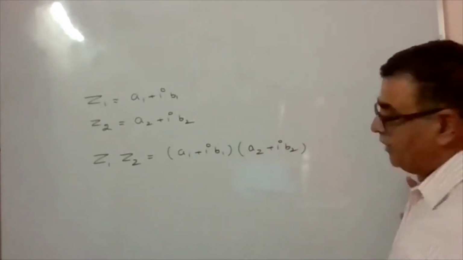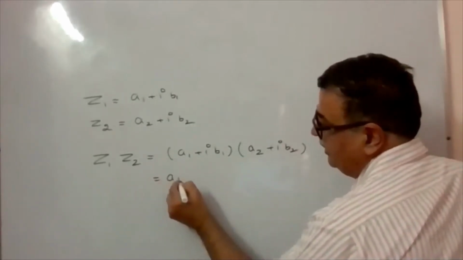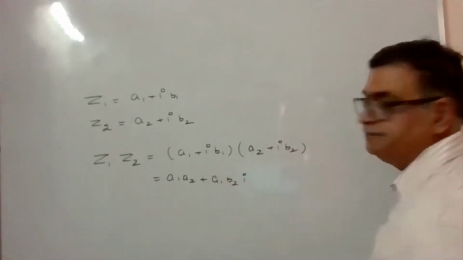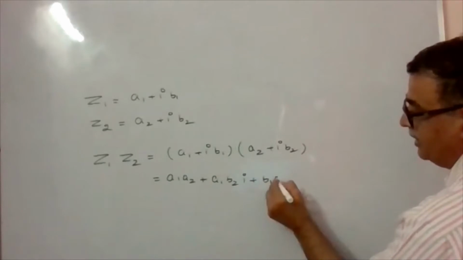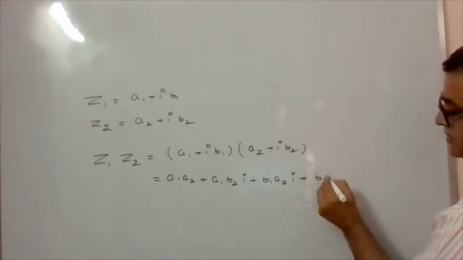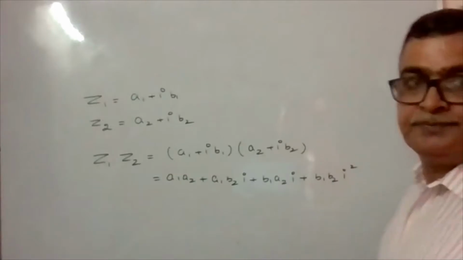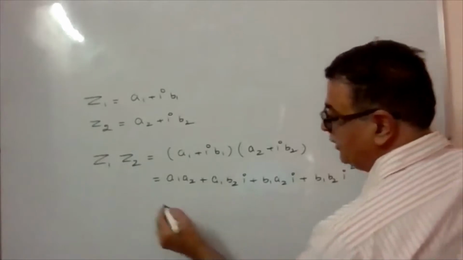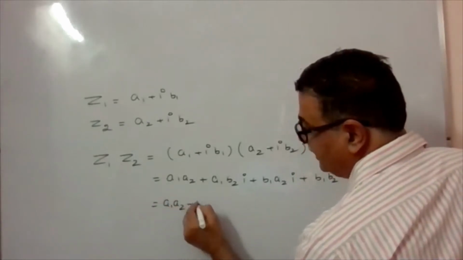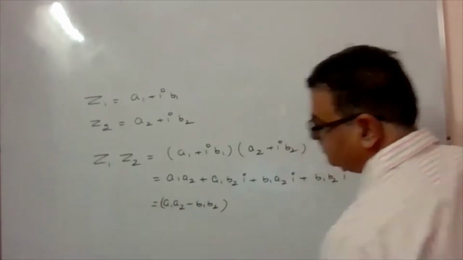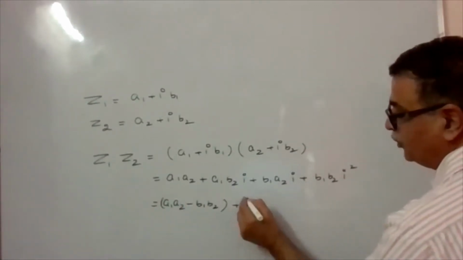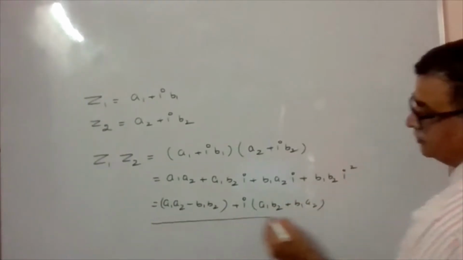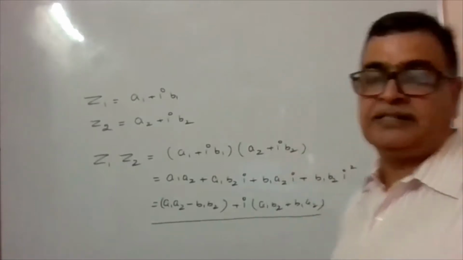Multiplication will be the same as you have done in real numbers. First we will get a1 a2 plus a1 b2 iota plus b1 a2 iota, and last is b1 b2 iota square. Iota square is minus 1, so I got a1 a2 minus b1 b2. And here we have iota common, it will be a1 b2 plus b1 a2. So this is the product of two complex numbers.